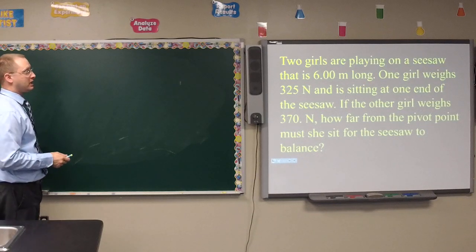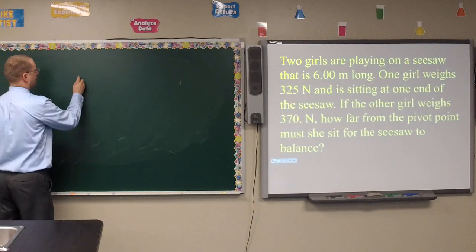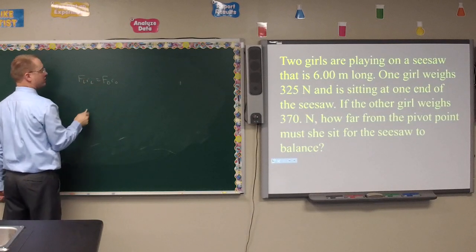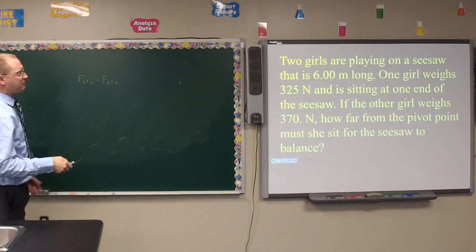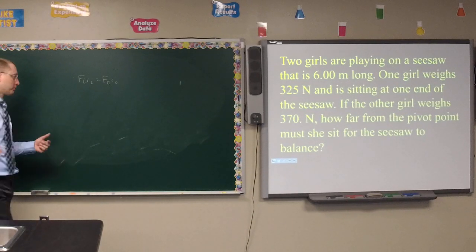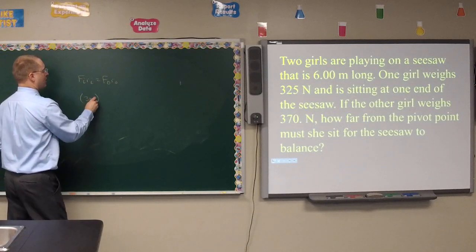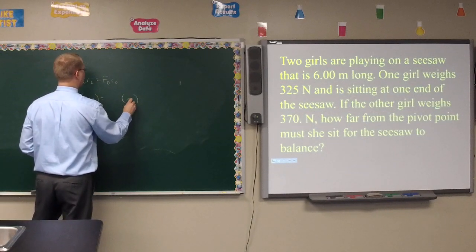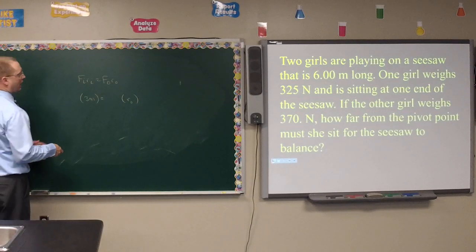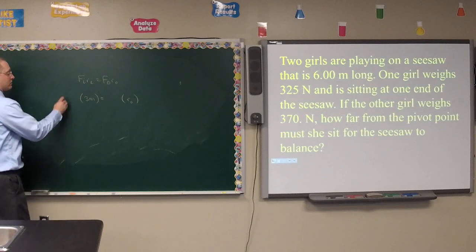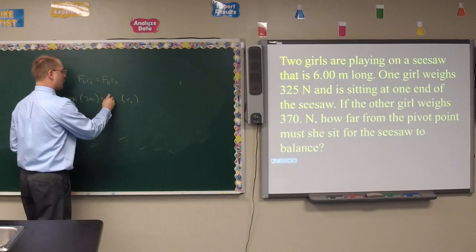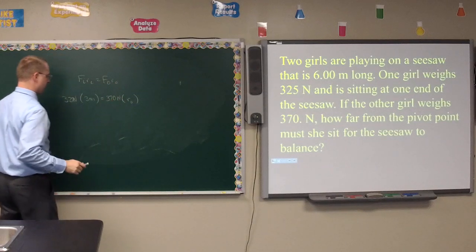And what equation do we need here, Michael? There we go, the law of levers. If it's a 6 meter long seesaw, then normally the lever arms would both be 3 meters. But for the second girl, it's not 3 meters, right? Because she's going to have to scoot forward a little bit. The first girl, who's actually sitting at the end, is 325 newtons. And the second girl, slightly larger, 370 newtons.